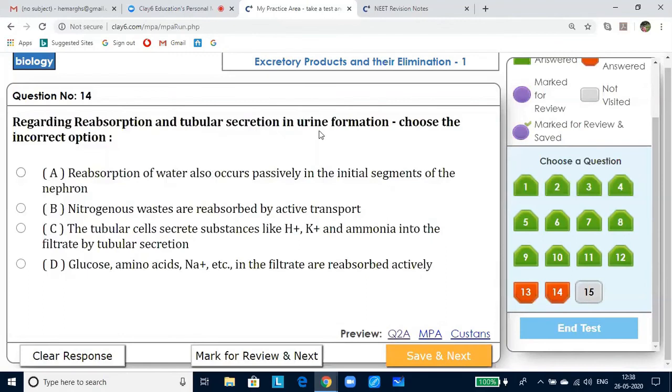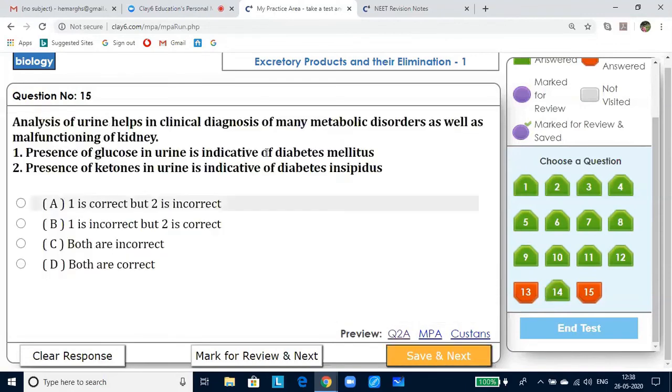Regarding reabsorption and tubular secretion in urine formation, choose the incorrect option. Nitrogenous waste are reabsorbed by active transport, proteins by passive transport. Analysis of urine helps in clinical diagnosis of many metabolic disorders as well as malfunctioning of kidney. Presence of glucose in urine is indicative of diabetes mellitus. It is true. Presence of ketones in urine is indicative of diabetes insipidus. It is wrong. So 1 is correct, but 2 is incorrect. So I am ending the test.